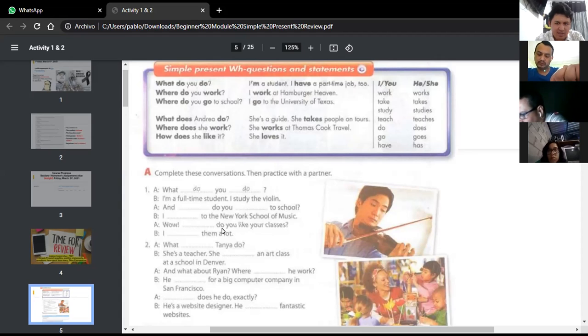Espere, ¿qué había puesto yo ahí? Vamos a ver. Ah, yo había puesto, what do you like? No, es how do you like your classes? I like them a lot. I like them a lot. All right. Yeah, that's correct.